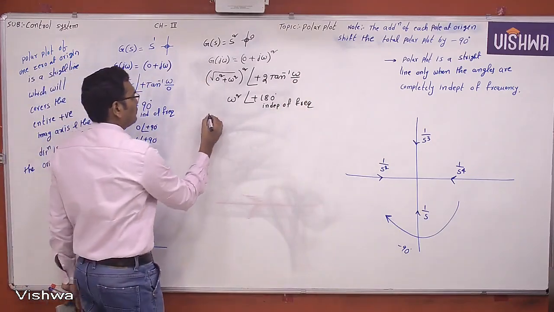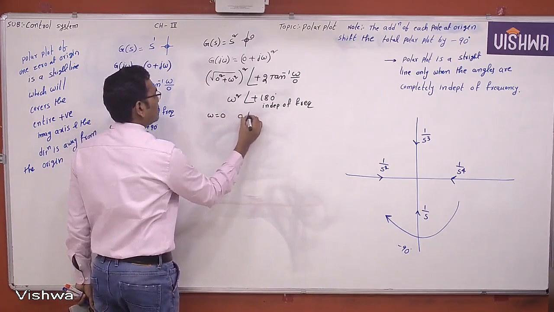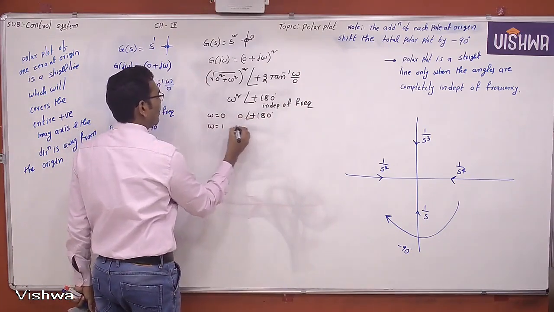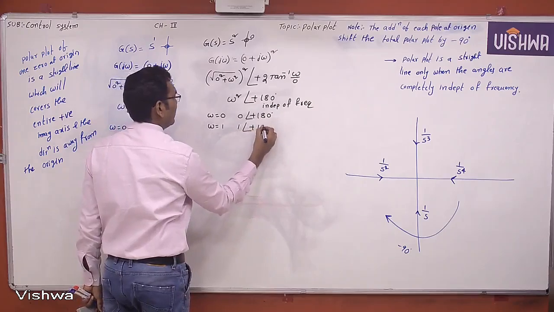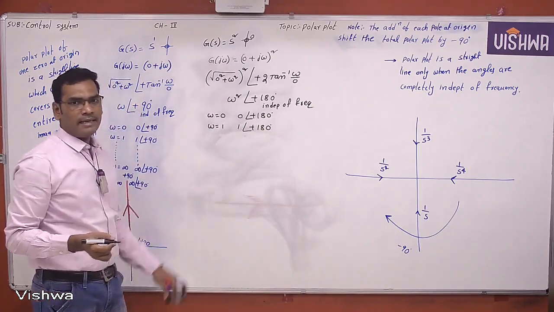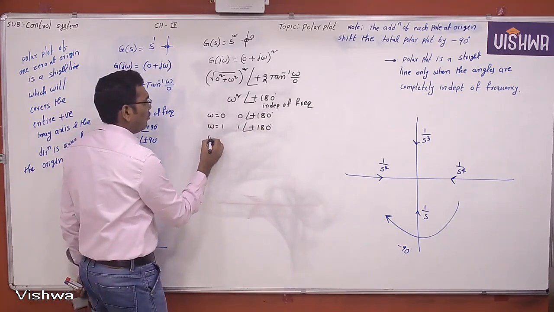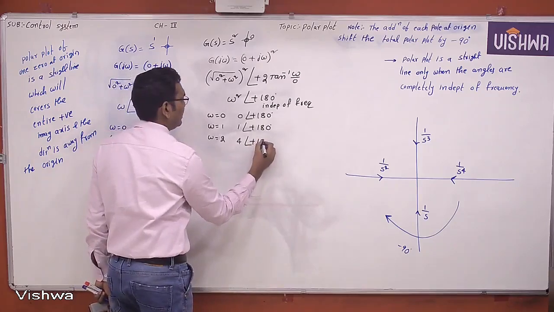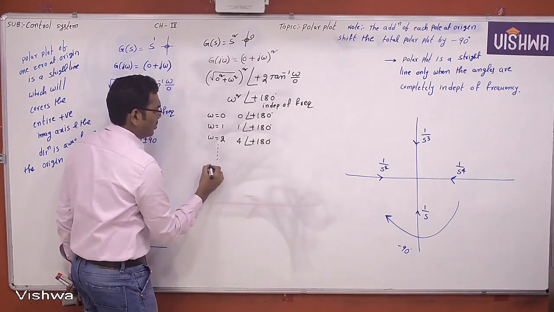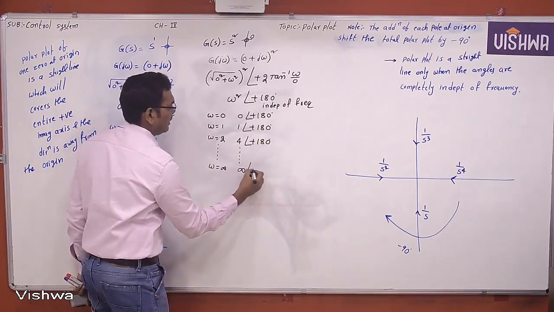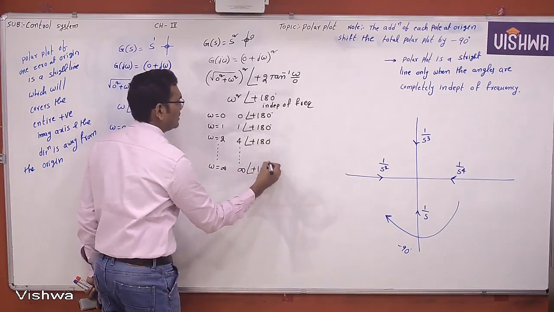So omega equal to 0, 0 at angle of plus 180 degrees. Omega equal to 1, 1 at angle of plus 180 degrees. Omega equal to 2, 4 at angle of plus 180 degrees, and so on. When omega equal to infinity, infinity square at angle of plus 180 degrees.